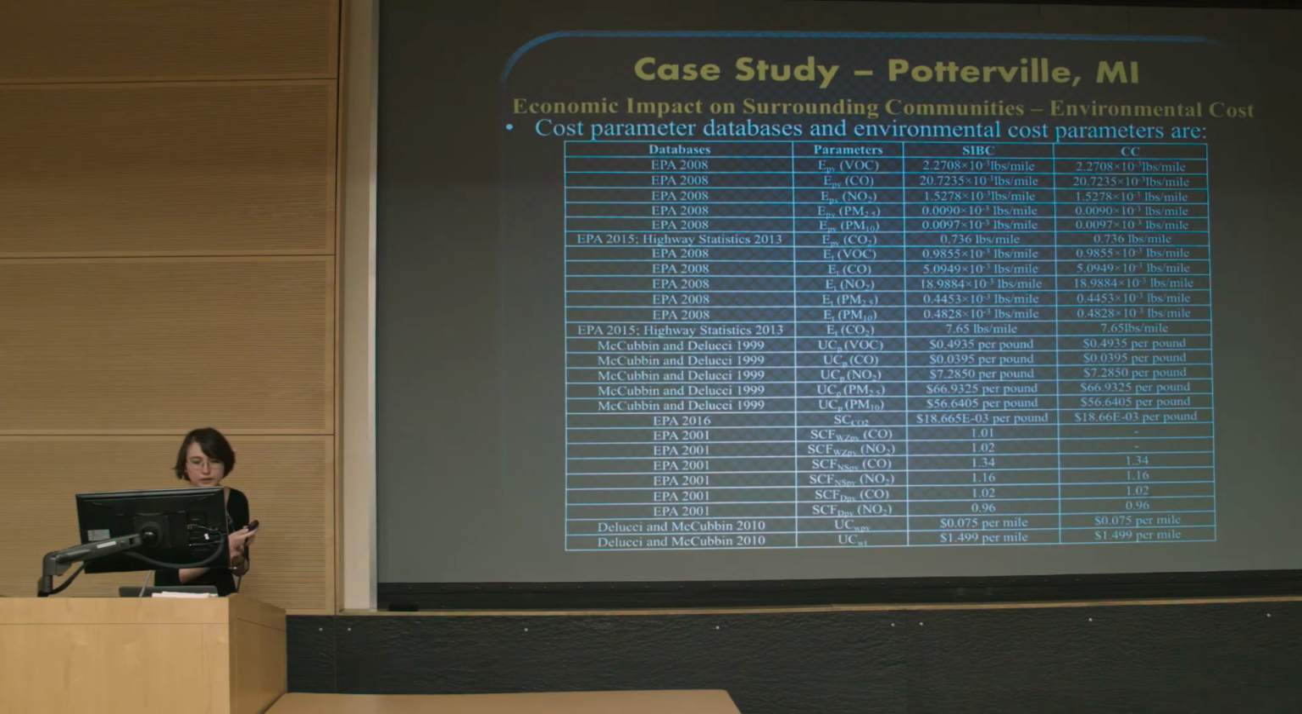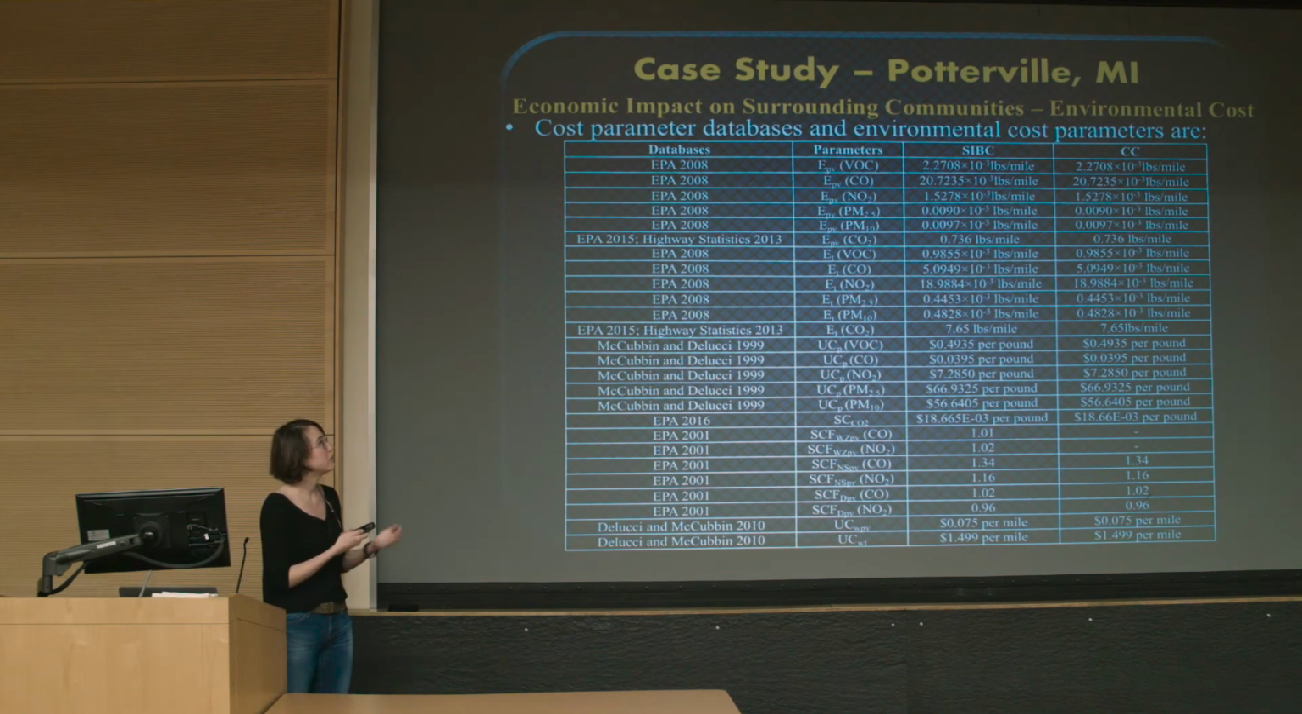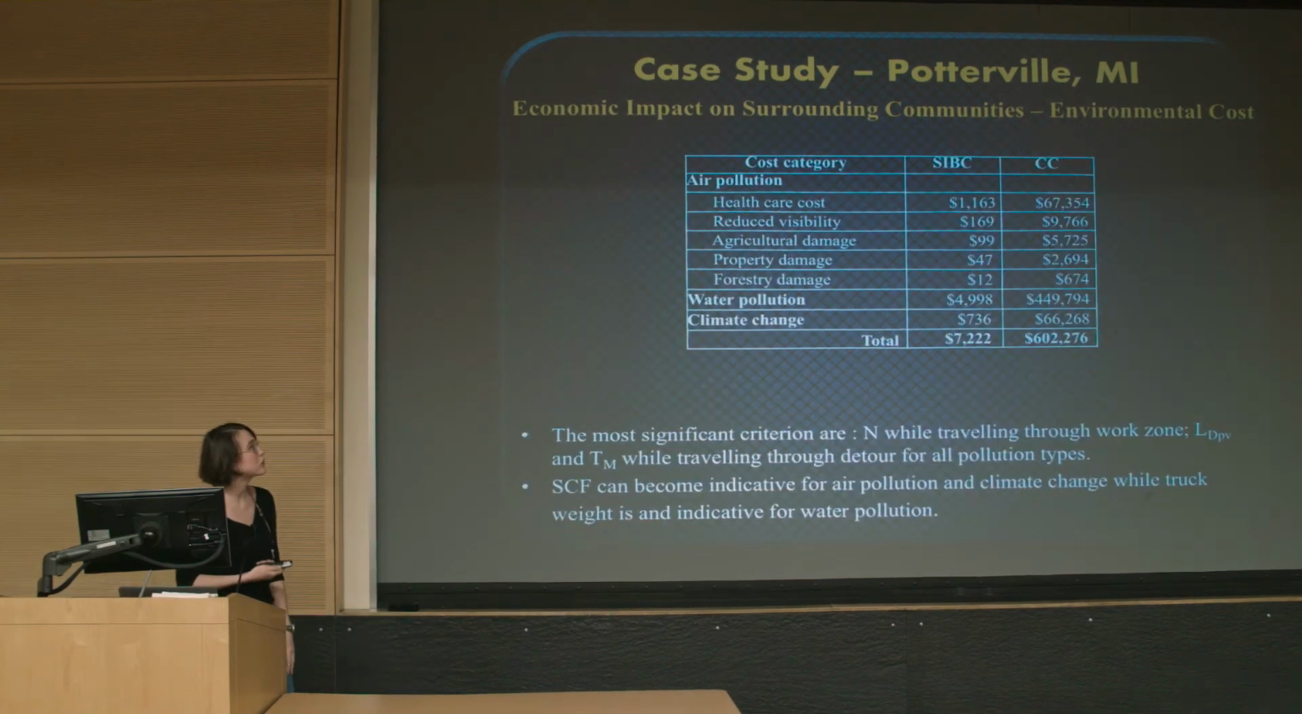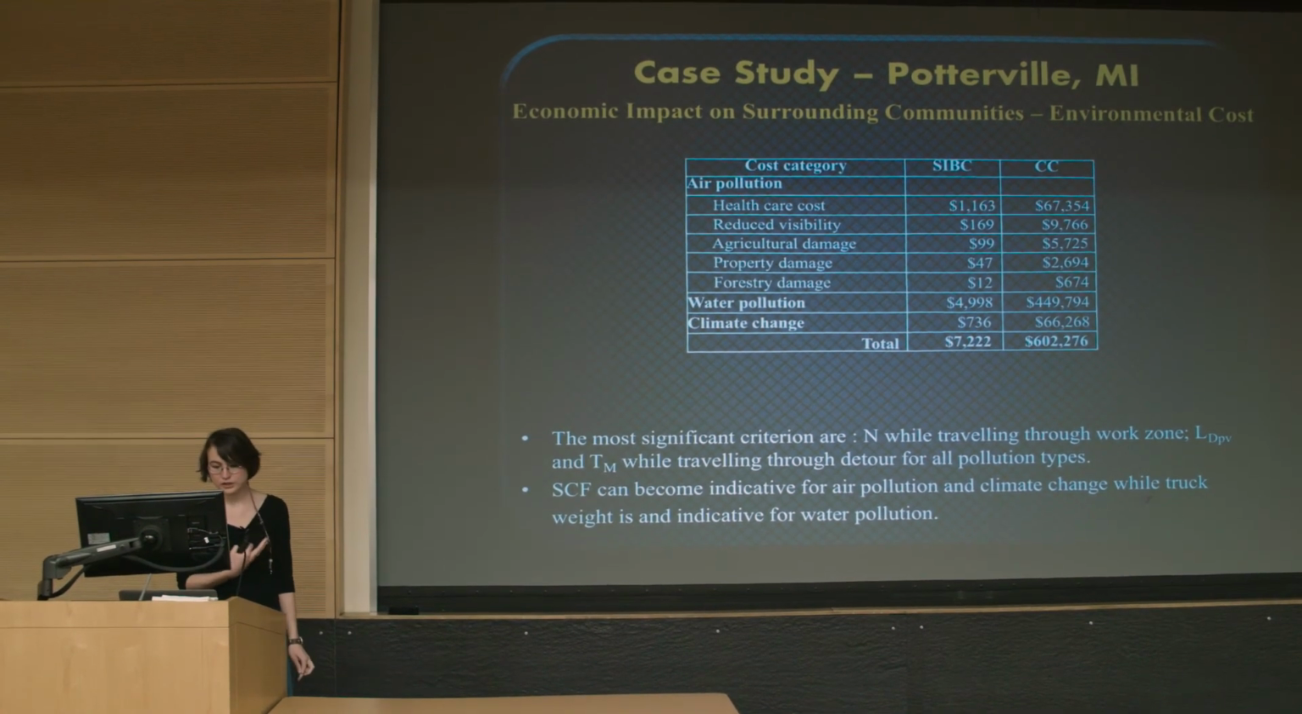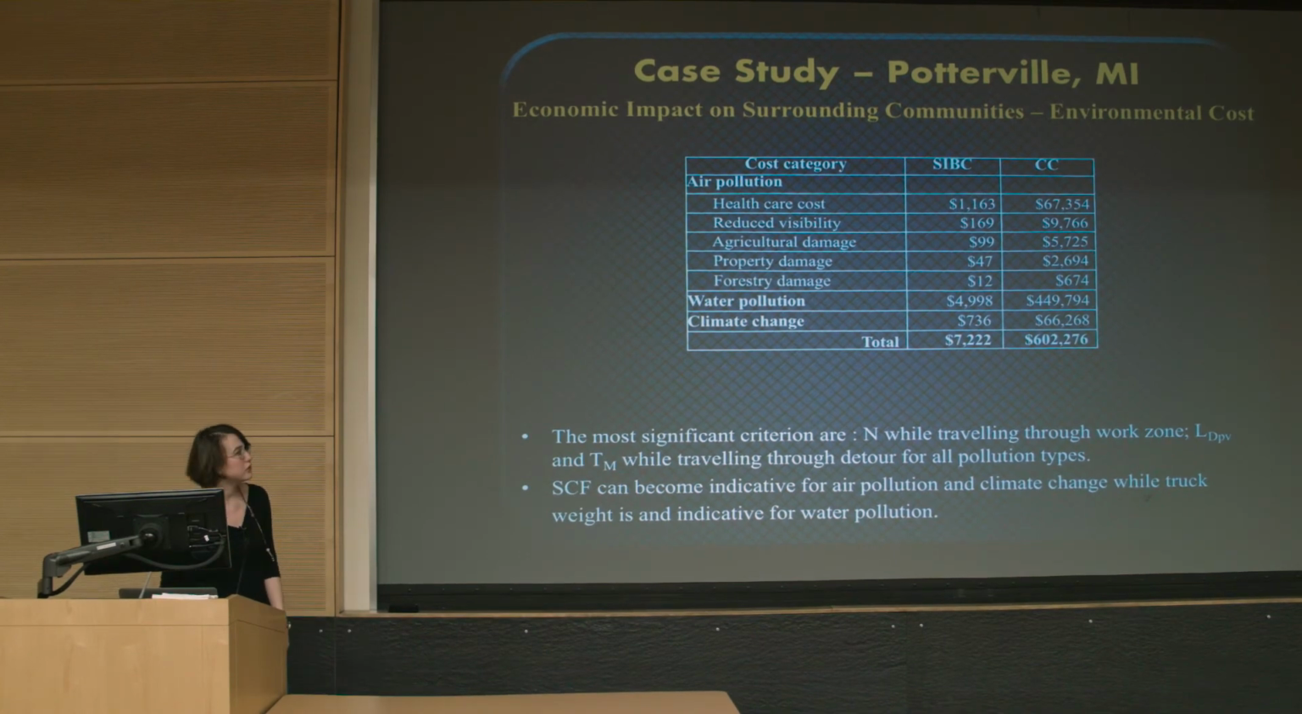And then we have the databases and associated cost parameters for environmental cost, with SIBC and conventional construction. The environmental cost is on the board right now. As you can see, the difference is pretty huge between conventional construction and SIBC.